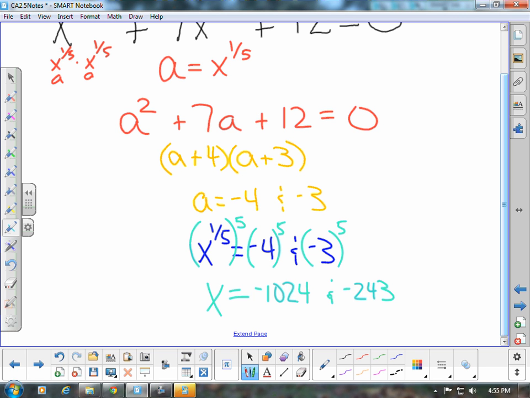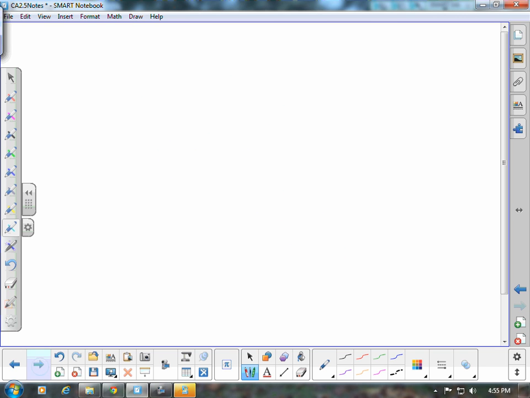And that would conclude the types of problems you are going to see in this next section, which is 2-5. So go ahead and start working on it.